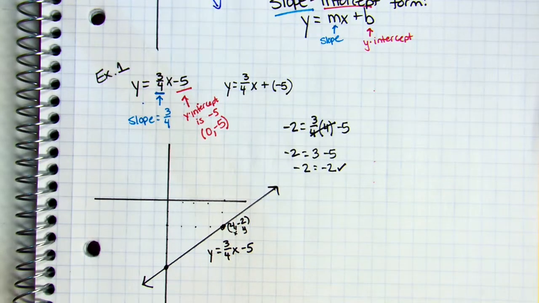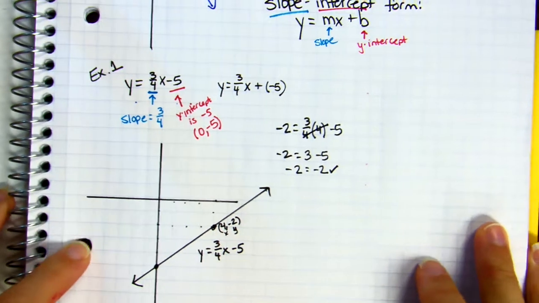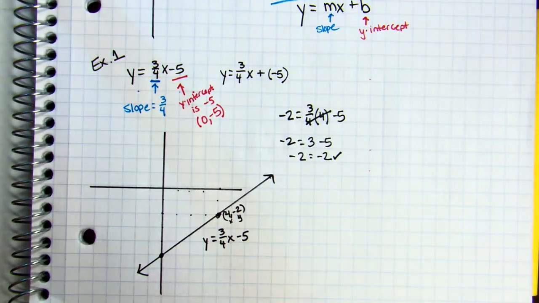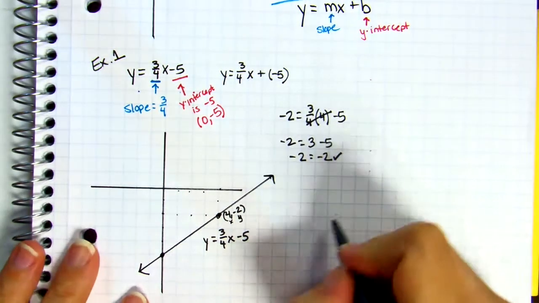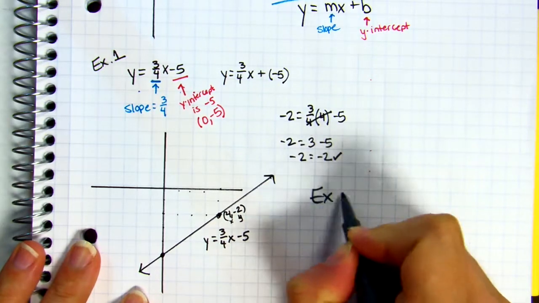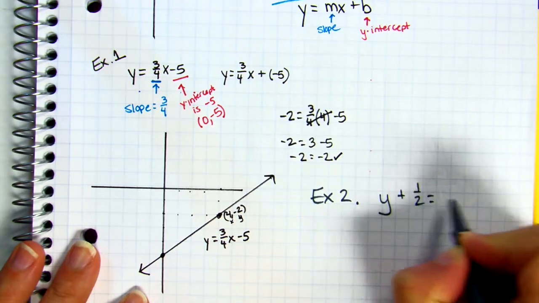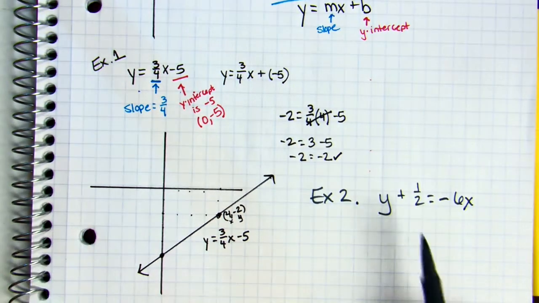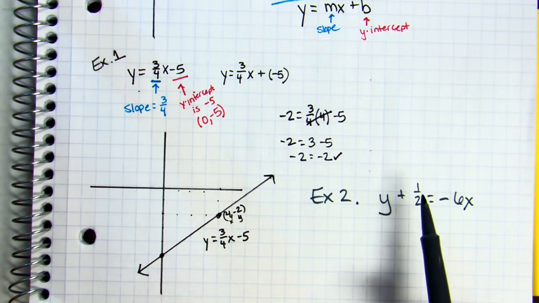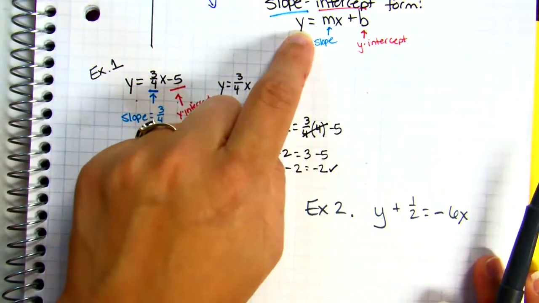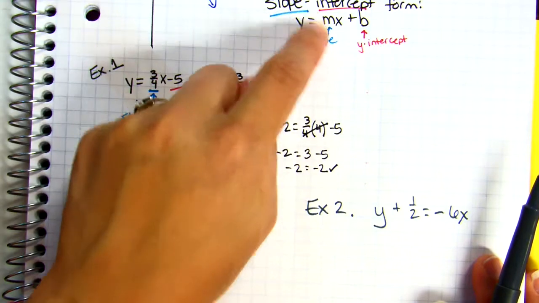So I know you guys hated slope-intercept form, but hopefully you're beginning to see that it makes life so much easier. Every once in a while, or actually more often than that, you'll be given an equation that is not in slope-intercept form yet. So if I had something like this, y plus 1/2 equals negative 6x. This is technically not in slope-intercept form because remember, for slope-intercept form, it's y equals mx plus b. Y doesn't have anybody with him.